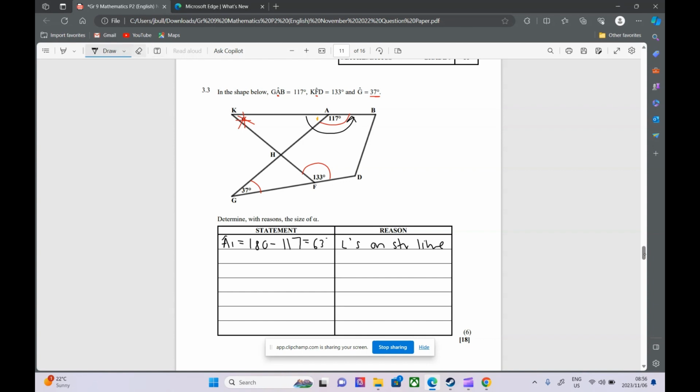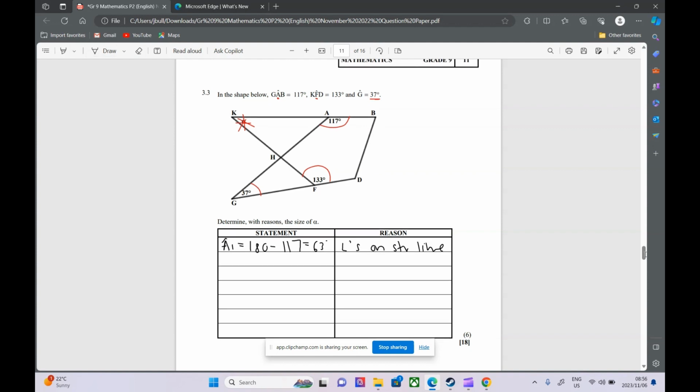Okay, you can then put that in there to help you. So A1 is 63. We've just worked that one out, 63. Then let's work out F in exactly the same way.